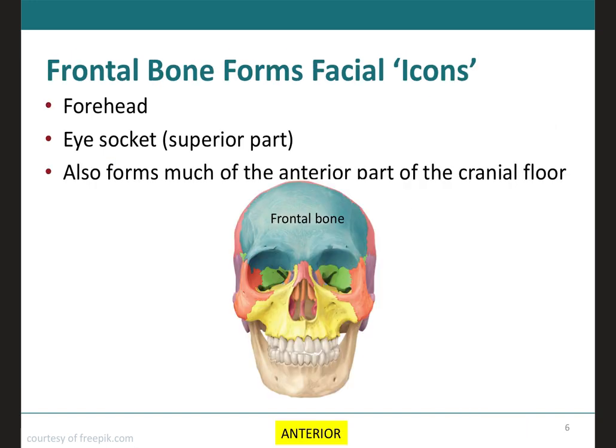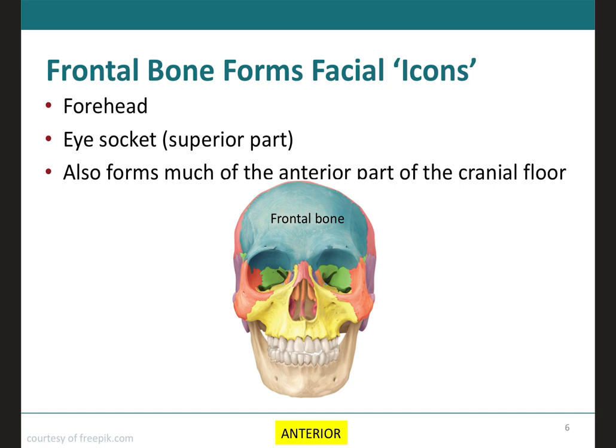Let's start with the frontal bone. The frontal bone is going to form the forehead, which is basically the anterior part of the cranium. It will also form the roof of the orbit or the eye socket, but we will cover the eye socket later on in this module, and most of the anterior part of the cranial floor.